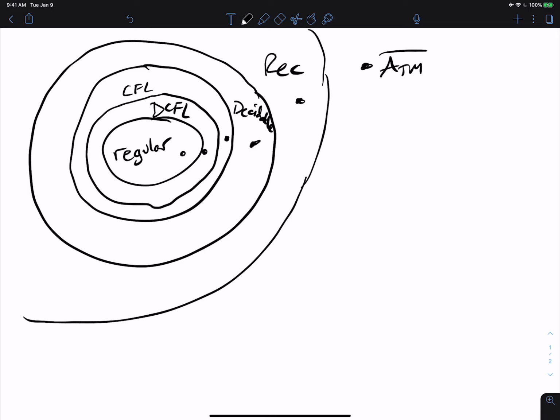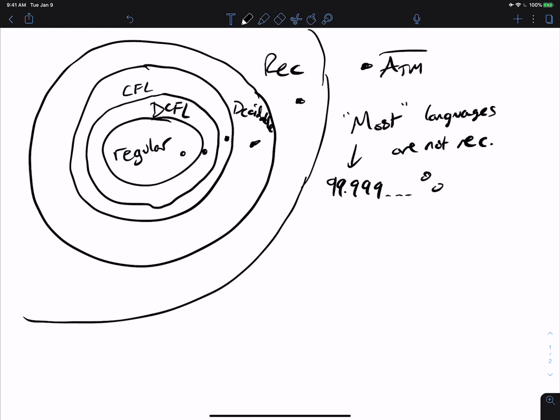What you can easily show is that most, for some definition of most, languages are not recognizable. So they're outside of even the recognizable class. And by most, I mean any percentage of nines that you want, 99.999, at least that much is not recognizable. Because the set of all recognizable languages, the ones within this subset right here, form a countably infinite set, and all languages across the entire thing form an uncountable set. So the languages outside of recognizable must form an uncountable set.